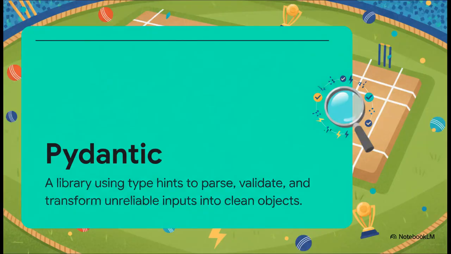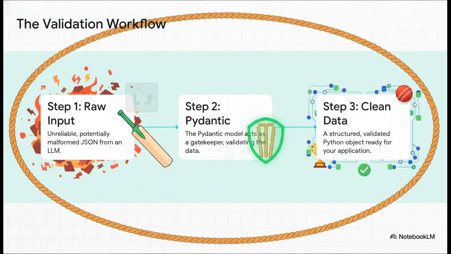So what is Pydantic really? At its heart, it's a Python library that does something brilliant. It uses the standard Python type hints you're already writing to do all the heavy lifting. It takes messy data, like that unpredictable JSON from an LLM, checks it against a schema you define, and if everything lines up, it hands you a clean, predictable Python object that you can actually trust in your code. No more guesswork.